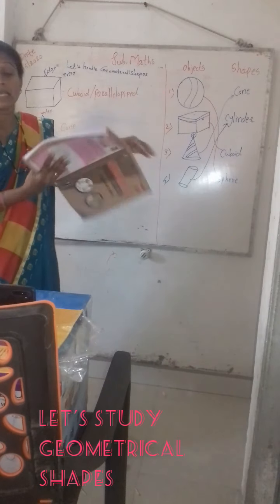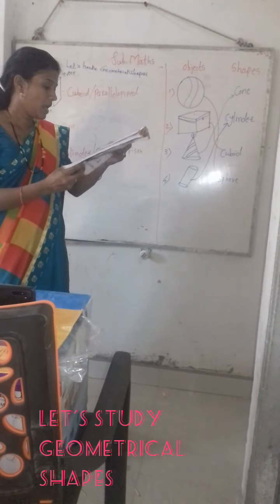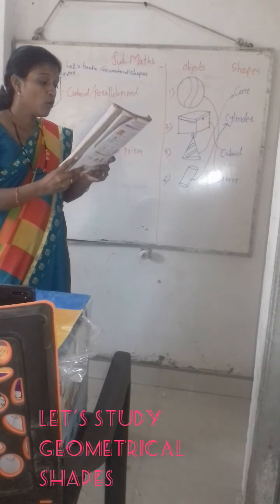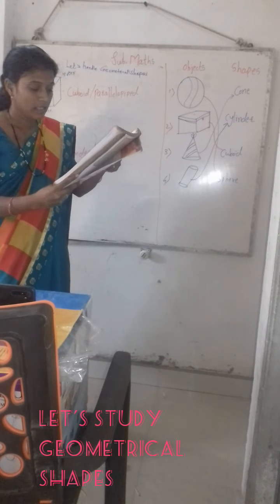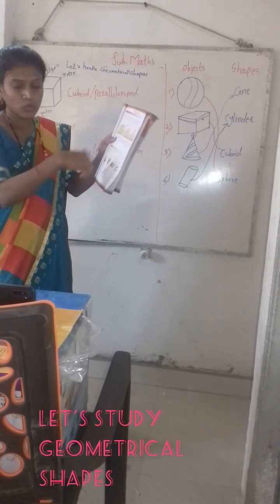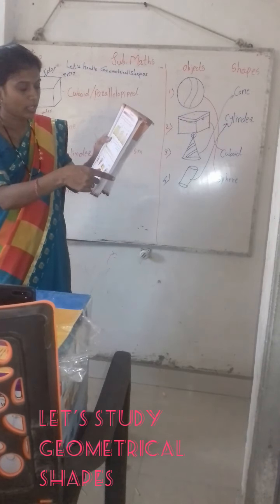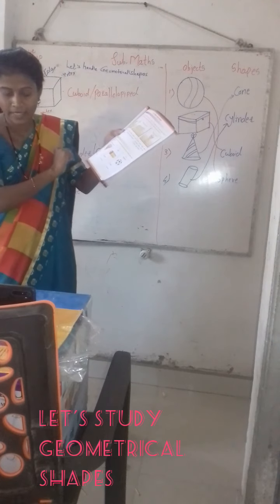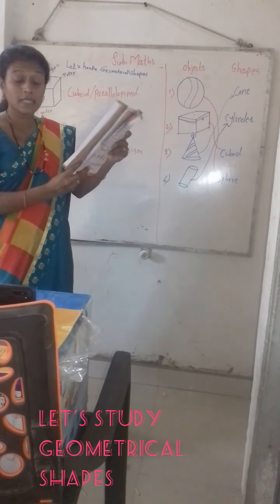It has 6 faces. And how many sides does it have? Can you tell me how many sides? 1, 2, 3, 4, 5 and 6. So it has 6 faces and 6 sides.